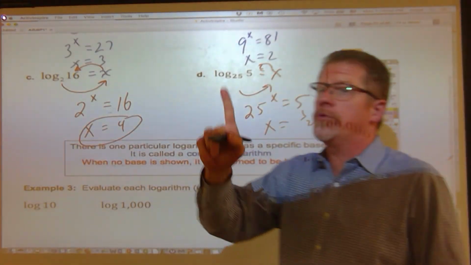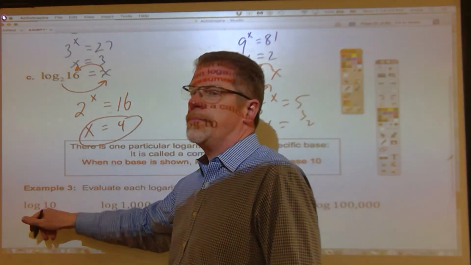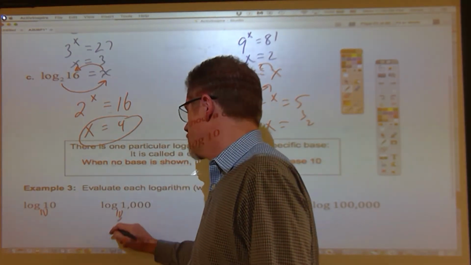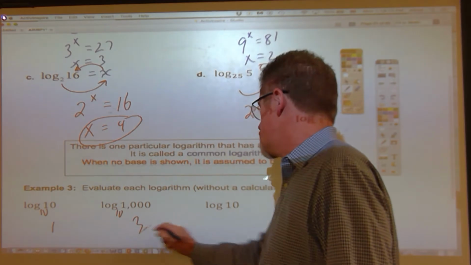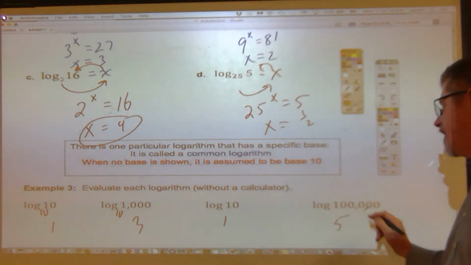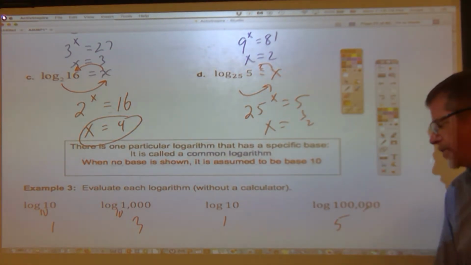By the way, one more thing before you go. When you don't see a base, it means log base 10. So log base 10 of 10 is 1. This is 3, 1, and 5. So the answers to those last 4 are 1, 3, 1, and 5.